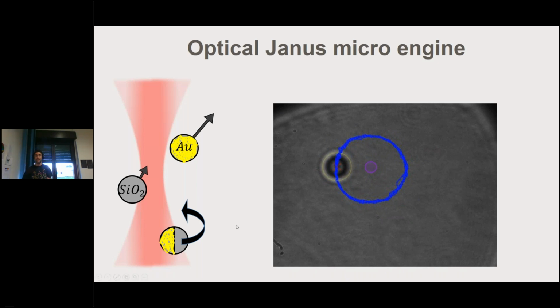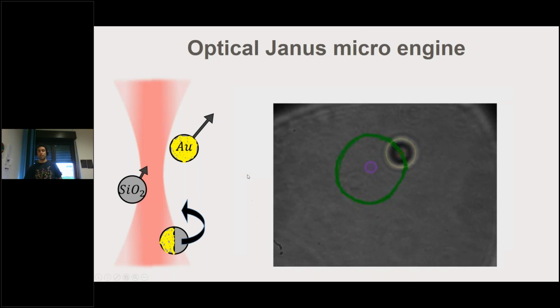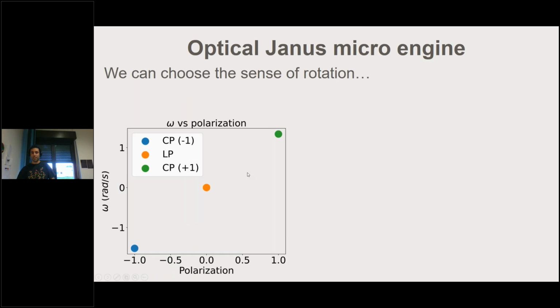And if we change the sense of polarization of the light, we can also change the sense of rotation of our particle. As you can see here, the particle is now rotating clockwise. You can see how repetitive the motion is. The trajectories are almost overlapping with each other. So this was our situation where we can control the sense of rotation with polarization, but this is not all.